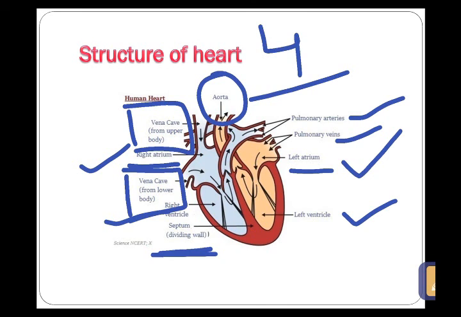Pulmonary arteries and pulmonary veins work opposite to arteries and veins. As artery carries oxygenated blood, pulmonary arteries carry deoxygenated blood. As veins carry deoxygenated blood, pulmonary veins carry oxygenated blood. I hope this is clear to all of you. In next video, we will discuss how blood flows through the heart.